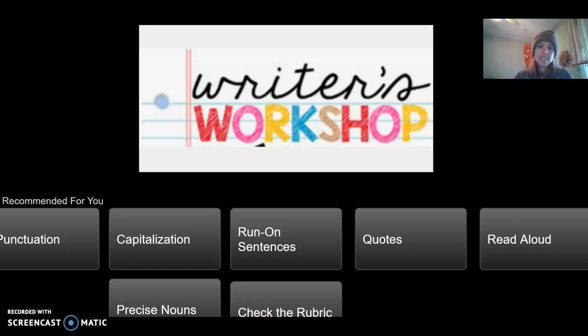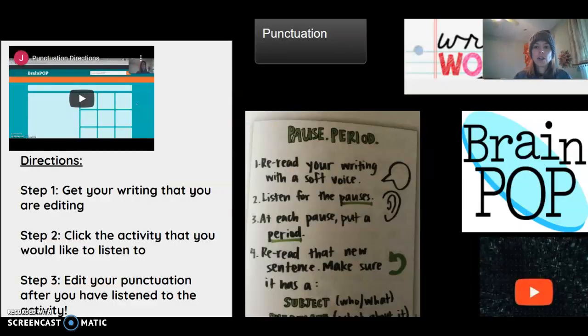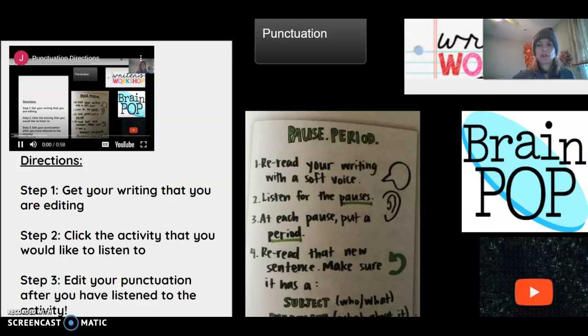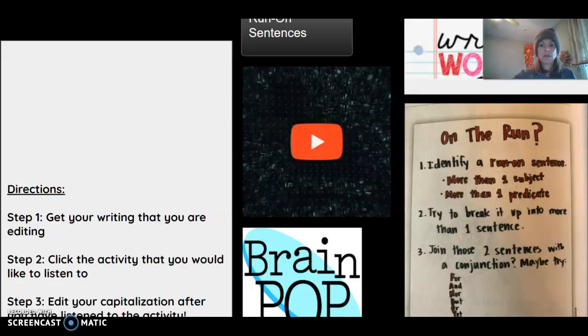Hi writers, these are the directions for the run-on sentences. So just click on run-on sentences on your home slide, and then you just need to make sure that you have your writing with you or you're ready to find it on your iPad.